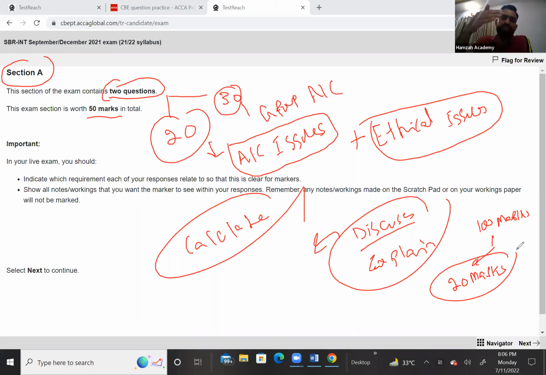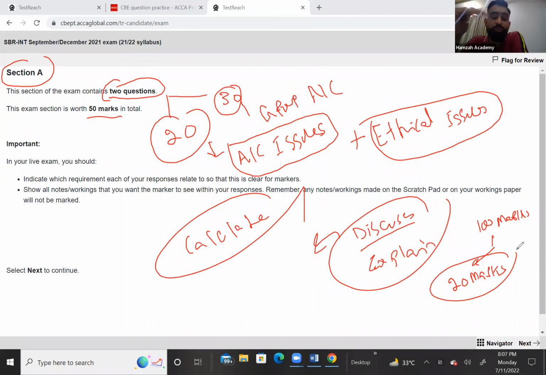If you know that a property which has been rented out, held for rental purposes, cannot be classified as property, plant and equipment under IAS 16. Similarly, if we have some properties which are held for trading, the right place for such property is inventory, IAS 2, not IAS 16 or IAS 40. Such type of case studies, I'm just giving an example, will be given in the exam where you have to discuss or explain the accounting treatments done by the management.